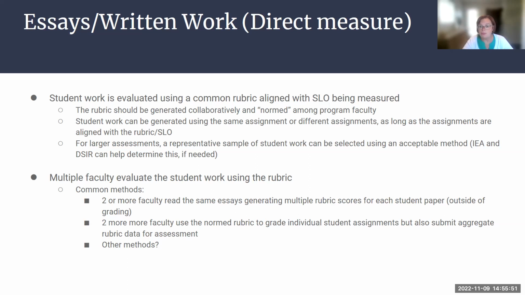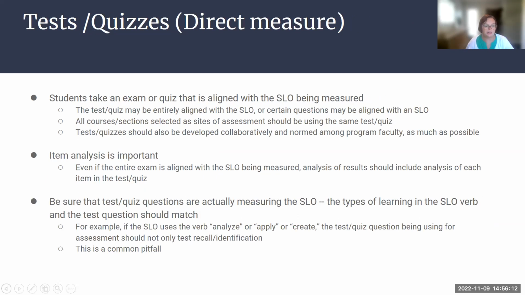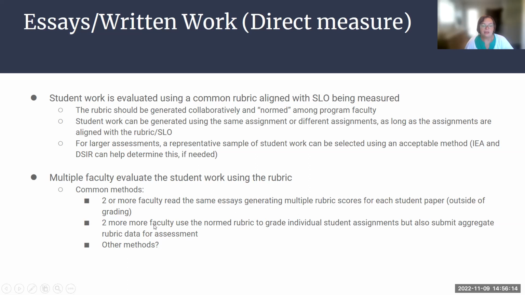Ideally, multiple faculty members are evaluating that student work using a common rubric. That does not always happen, but that is the ideal situation. In some cases, it has to just be one faculty member assessing that work for a variety of reasons. And in that case, again, I think the important thing is that the results are discussed among more than one person. And that rubric that we use to assess essays or written work or PowerPoints or web pages should be collaboratively developed and normed among the faculty teaching that course at a minimum.